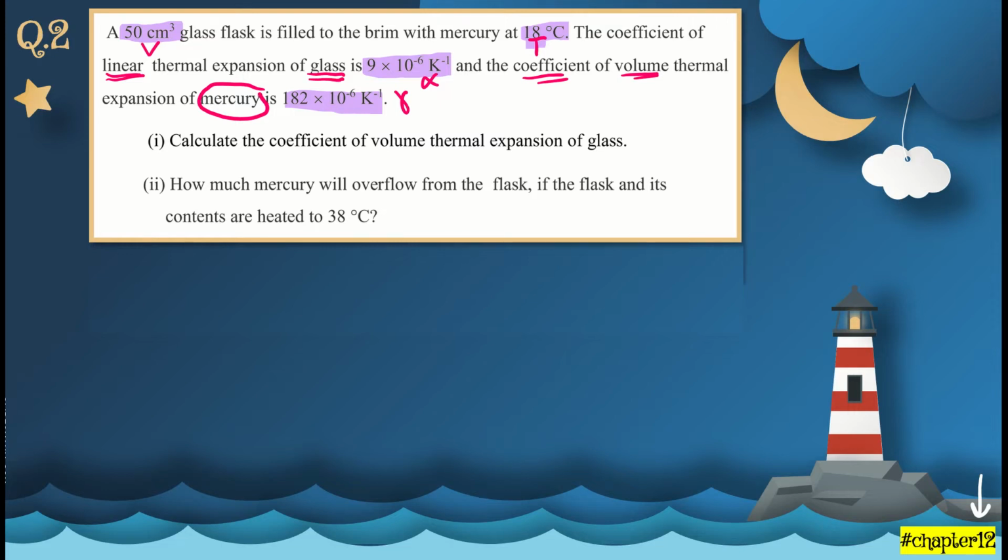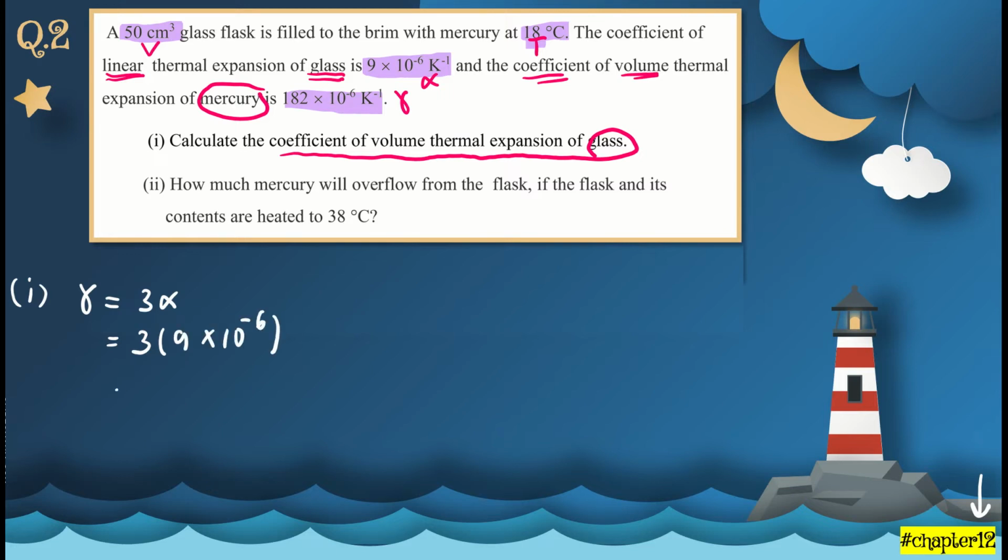Okay, so the first question is to calculate the coefficient of volume thermal expansion of the glass. From the question we only have alpha, meaning that to solve the first question we need to find gamma. The equation for gamma is 3 alpha, so we just need to multiply by the alpha given, 9 times 10 to minus 6, so we get 27 times 10 to minus 6, and the unit is per Kelvin.